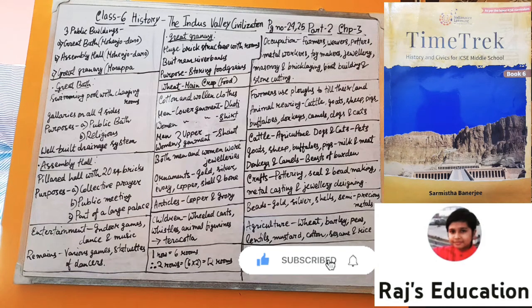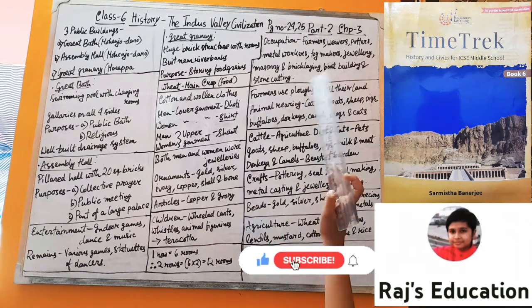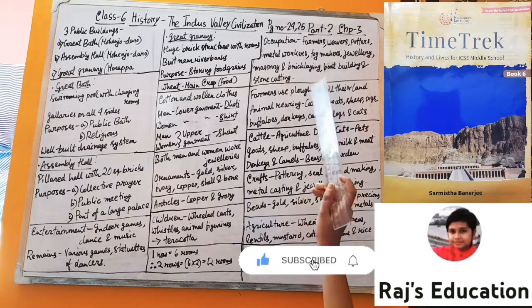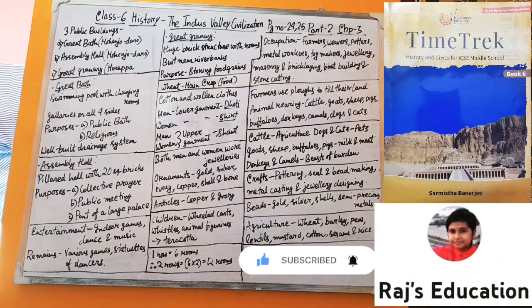Now comes the occupation. Occupation means the job. What were the jobs? The Indus Valley Civilization practiced a wide range of occupations. Out of these, the main occupations were farmers, weavers, potters, metal workers, toy makers, dyers, masonry and bricklaying, boat building and stone cutting. These all are the occupations which were practiced by the Indus Valley people.